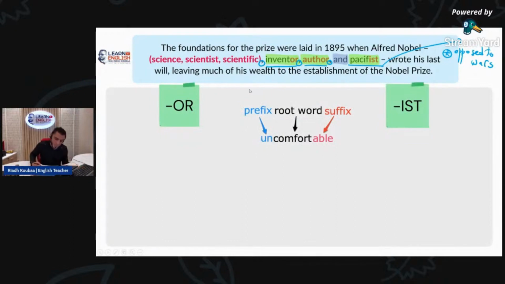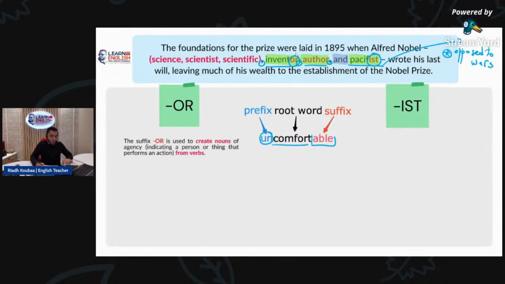or and ist. The suffixes are the letters that we add after the root of the word, and the prefixes are the letters that we add before. So here we have the ist and we have the or. What does or indicate? The suffix or is used to create nouns of agency, indicating a person or thing that performs an action, from verbs. Here are some examples.